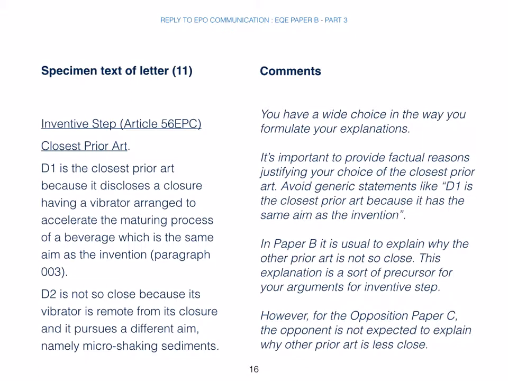In paper B, it is usual to explain why the other prior art is not so close, and this argument or statement serves as a sort of precursor for your arguments for inventive step. So my argument for D2 goes like this. D2 is not so close because its vibrator is remote from its closure and it pursues a different aim, namely micro-shaking segments. Note, however, that for the opposition paper C, the opponent, that is you as a candidate, are not expected to explain why other prior art is less close.